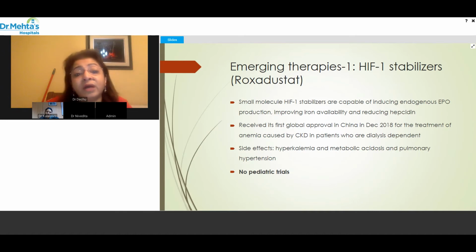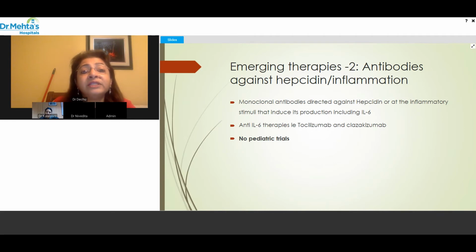But I can tell you that within the next year or so, Naprotix is thinking about being in one of the clinical trials for this drug. The other drug is antibodies against hepcidin or inflammation, with the use of monoclonal antibodies directed against hepcidin or at the inflammatory stimuli that increases production, including IL-6.